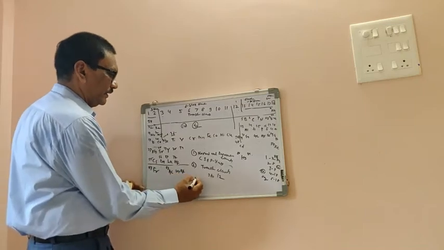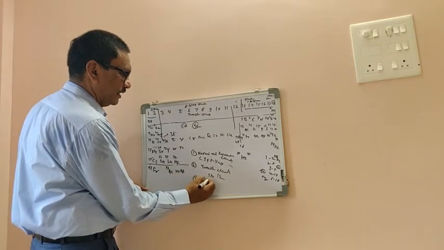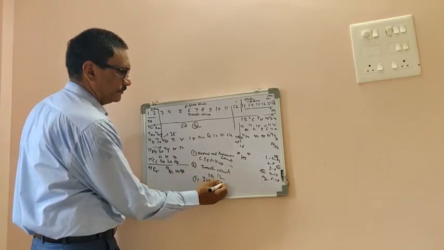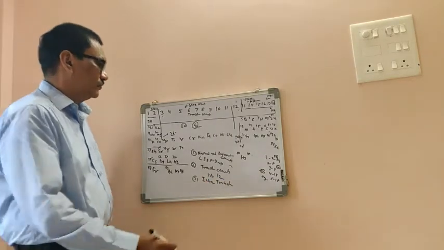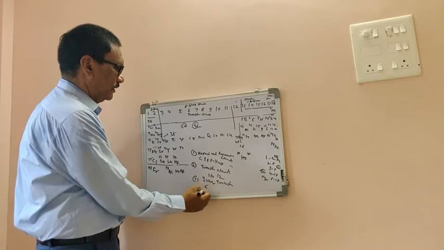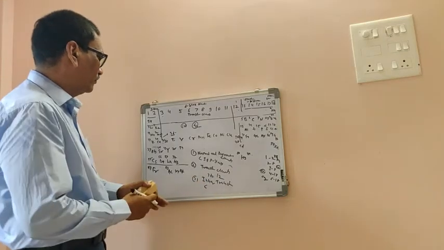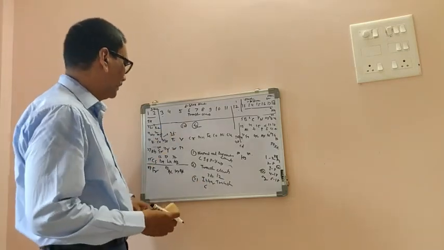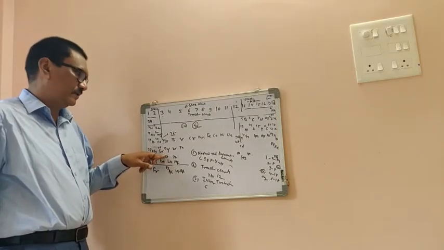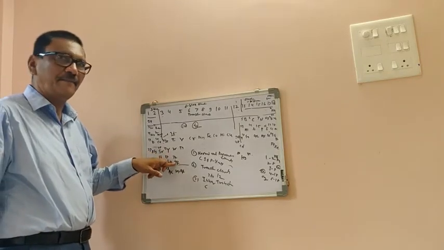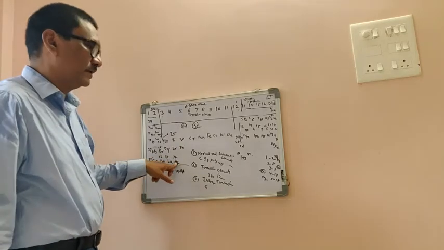And the third category is the inner transition elements. What is the inner transition element? Now we are going to study this category. Now see here, lanthanum 57 is there, and the element hafnium, which has atomic number 72.